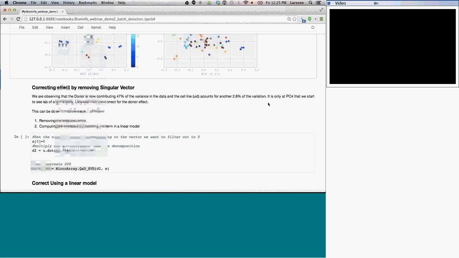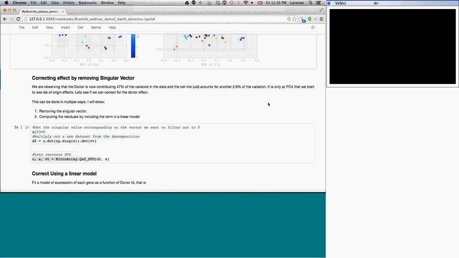Now, let's assume that we don't want this donor effect to actually be in the data when we do downstream analysis. We can include that in a model when we're trying to figure out differentially expressed genes, etc. But we can also correct for it up front. And what I'm going to show here is two different ways of doing that.